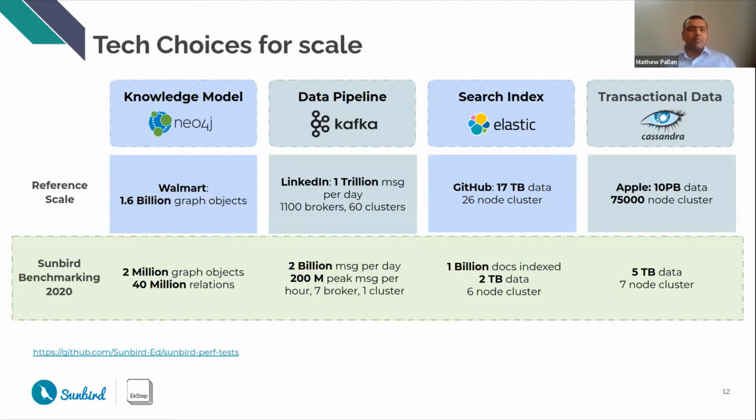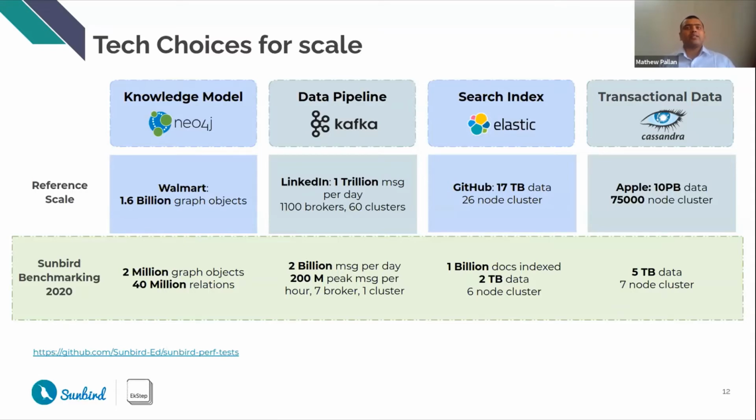So we have done our own benchmarking on Sunbird, and we have seen that millions of graph objects with millions of relations are still possible with the way we are using Neo4j. Likewise, we have a data pipeline which is capable of processing 2 billion messages a day, and we know that it can scale linearly beyond this, but we've benchmarked it to this capability. And we are using a 7-broker Kafka cluster, in comparison with the 1100 brokers used at LinkedIn, but we are able to handle a peak of about 200 million messages every hour.